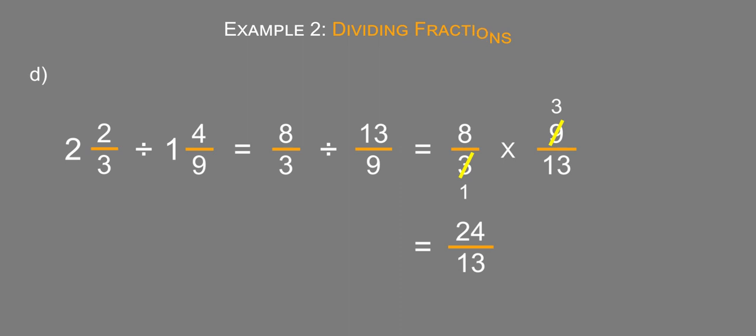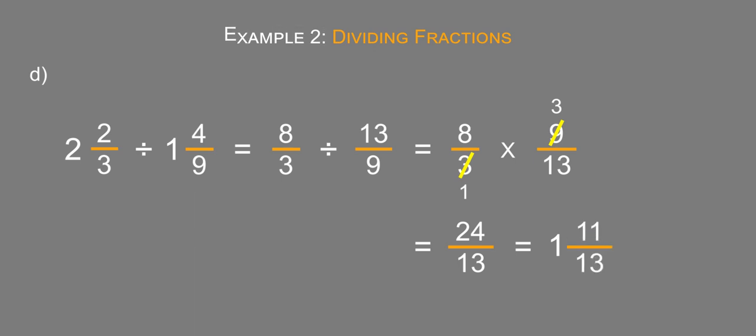And we should recognize 13 goes into 24 once, because 13 times 2 is 26. So we know 1 is going to be part of the solution. And then what's 24 minus 13? That is 11/13. So 2 2/3 divided by 1 4/9 ends up equaling 1 11/13.